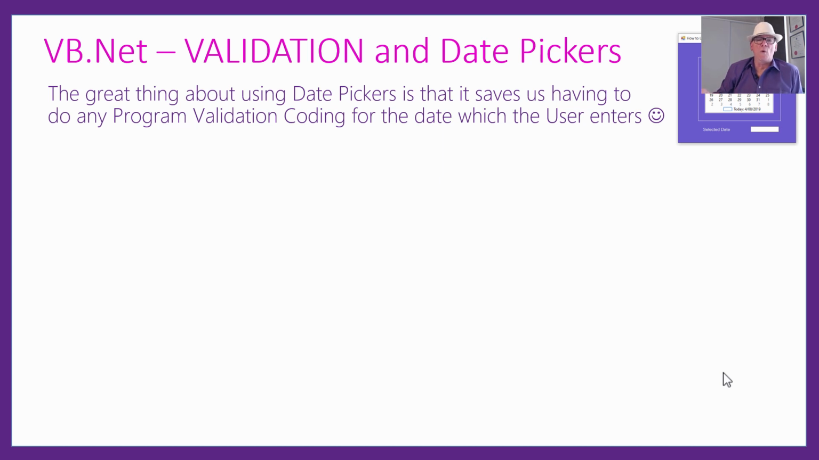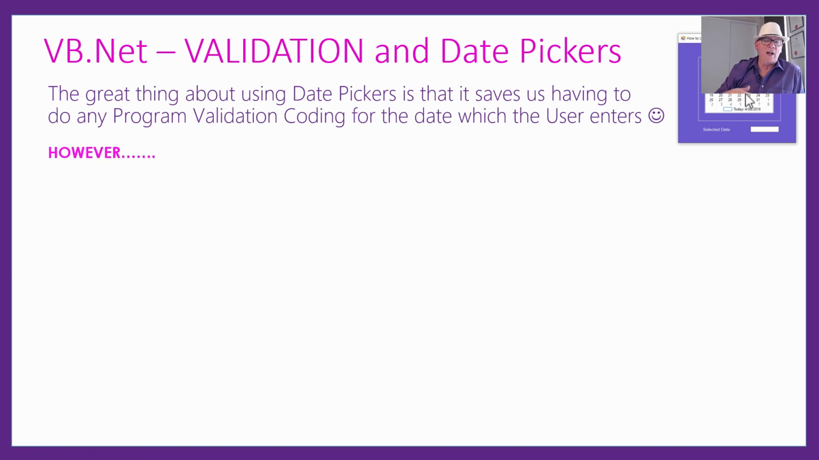They can't put in 31 for February because they have to pick from the calendar, which has all the correct days in it. It knows that August has 31 days, September has 30, and February has 28, but it has 29 in a leap year. So it's kind of foolproof for the user. They just pick and click and it can't be wrong.